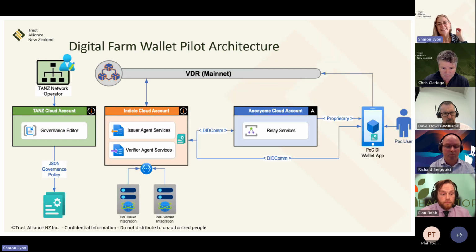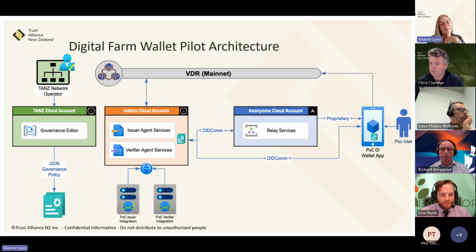This is a little bit technical. I did show this on Friday, but we whizzed over it. Just so that you've got a before and an after. This was our architecture. We had the cloud and the verifying agents in the cloud, issue and verify agents from Indicio, and we had the wallet from Anonymy working together because they were based on the same standards.